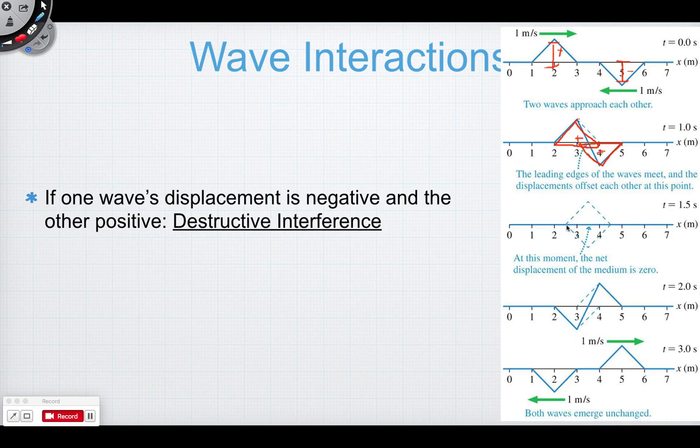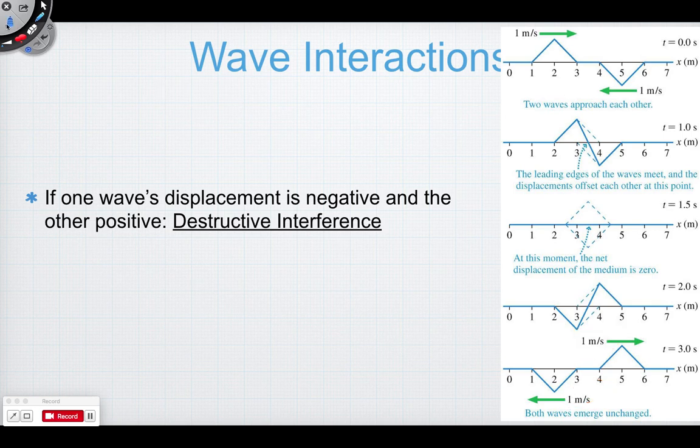And actually, when they completely overlap, here's my negative, and then here's my positive. And they completely overlap, and they're the same geometry and the same amplitude. Guess what? They just cancel out completely. You would actually see a flat rope right there, or whatever that is, string. And then they would continue on past each other, and again, go about their business. And again, they have to have the same speed, because of the medium, okay?